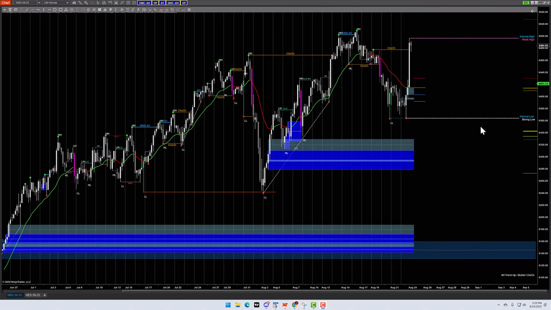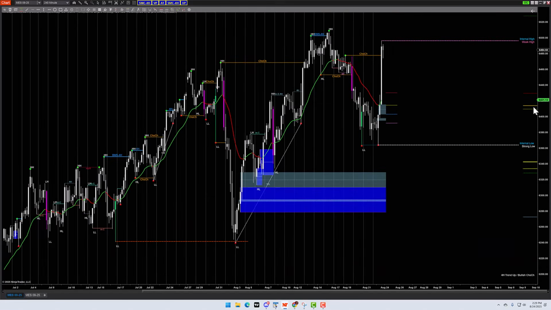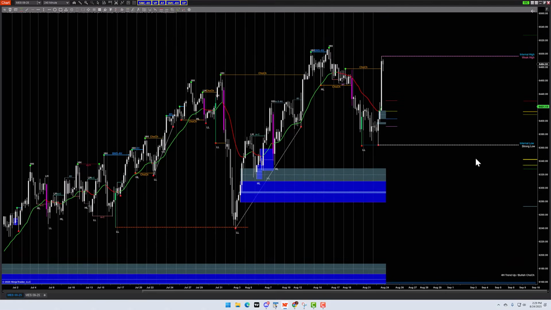I'm always going to encourage you to consider that. If you don't use a tool like this, we strongly encourage you to draw them yourself. Okay, so as we can see here, if you look at it now as we sit here after Friday, we can look here and say, okay, the 4-hour trend is up.